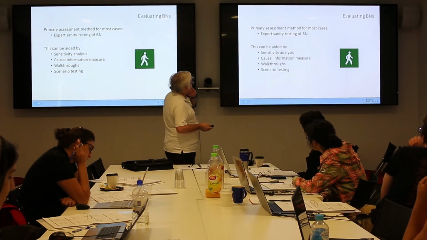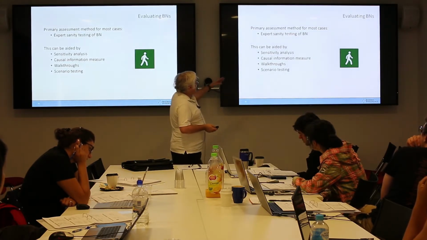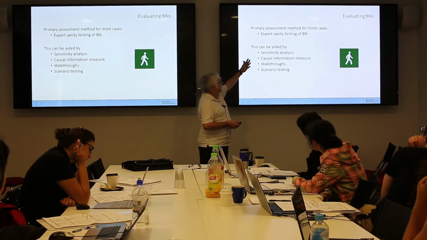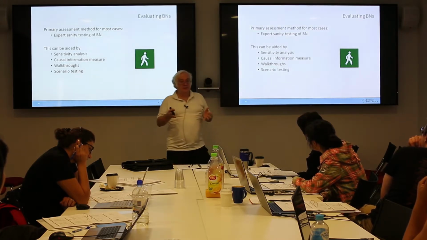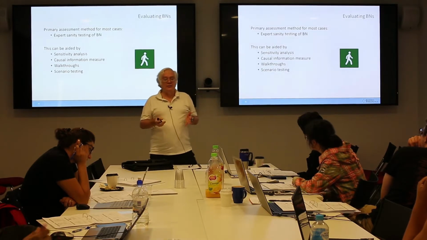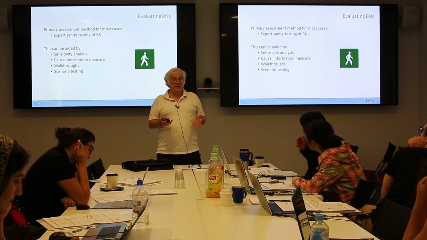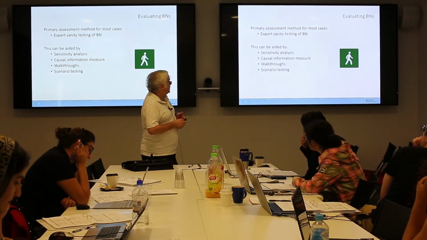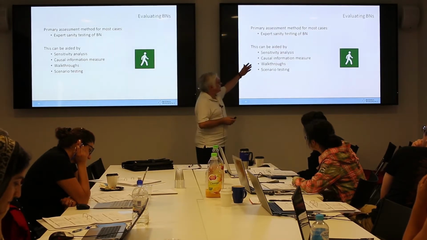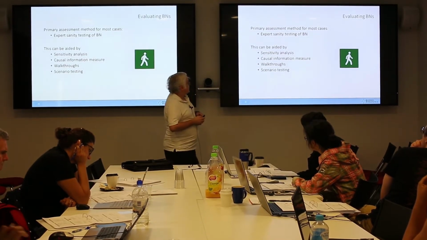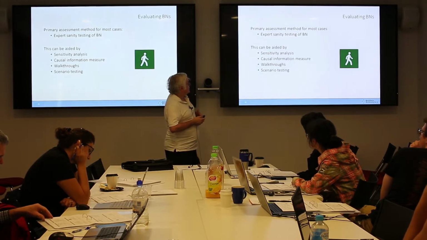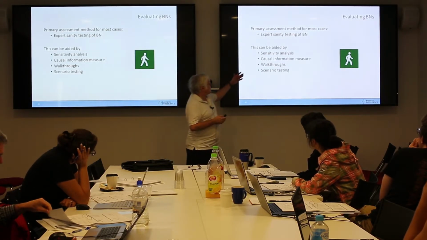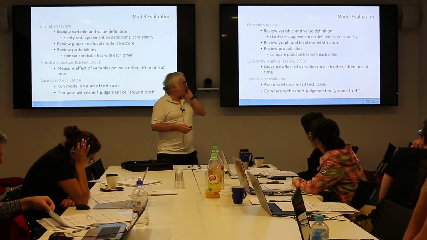Expert sanity testing I just referred to. And then there are lots of different things that can be done. Sensitivity analysis: if you have a complete Bayesian network, most of these tools, or all of these tools, will give you some varieties of sensitivity analysis, which we'll talk about. There's causal information measure, which Xinhang's working on. Walkthroughs, you can walk through different cases, you can test scenarios.